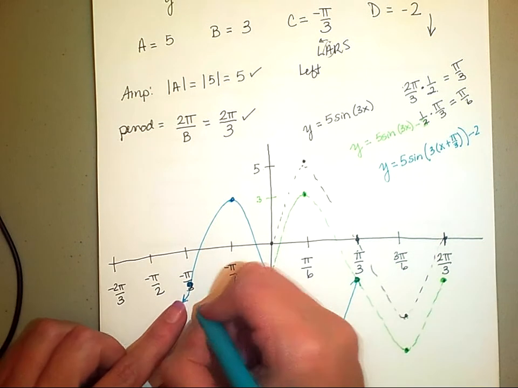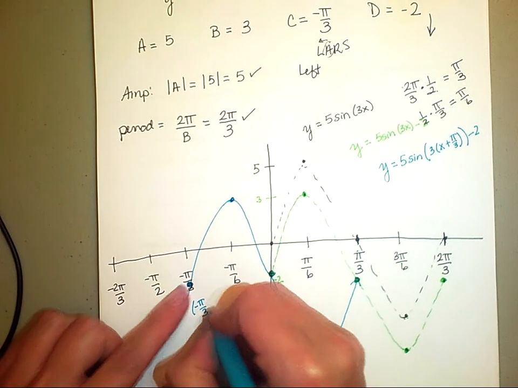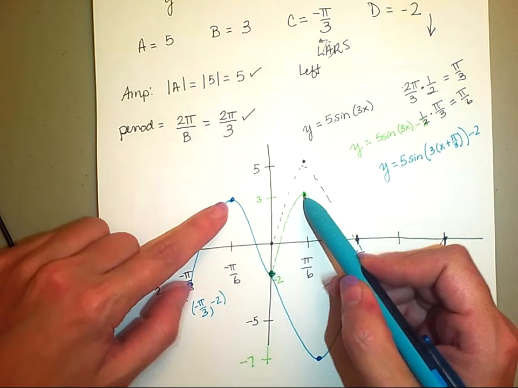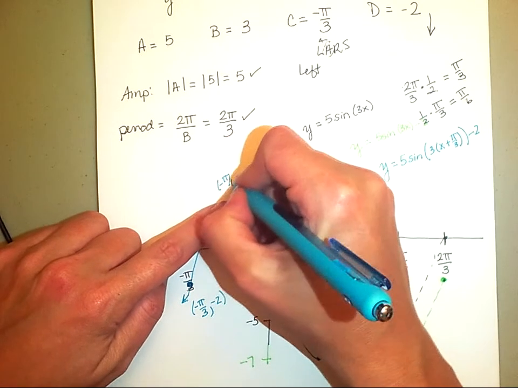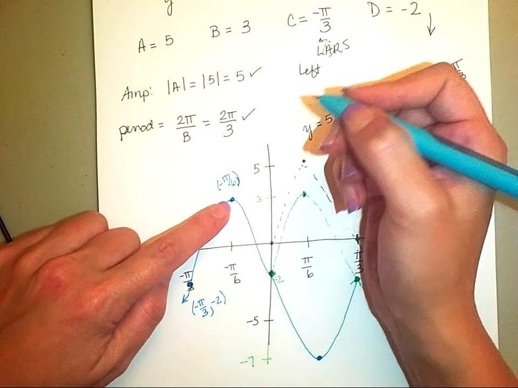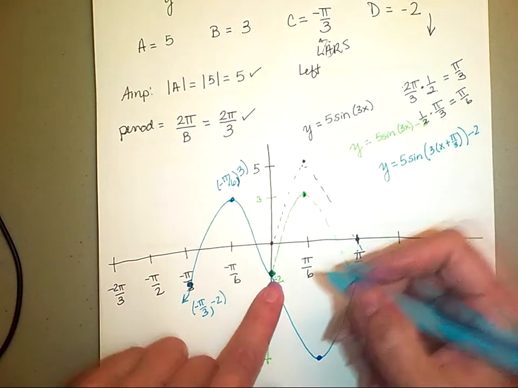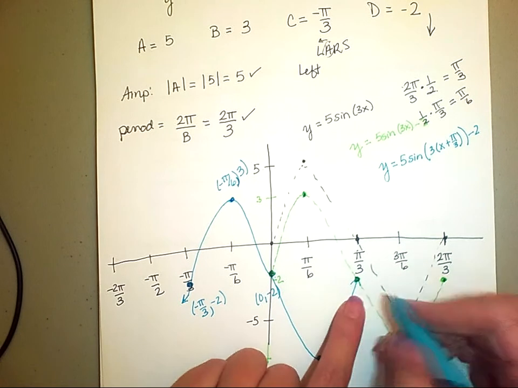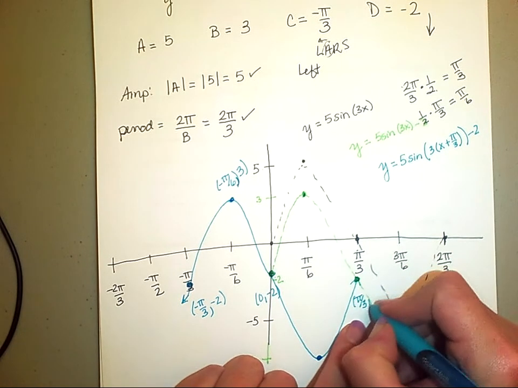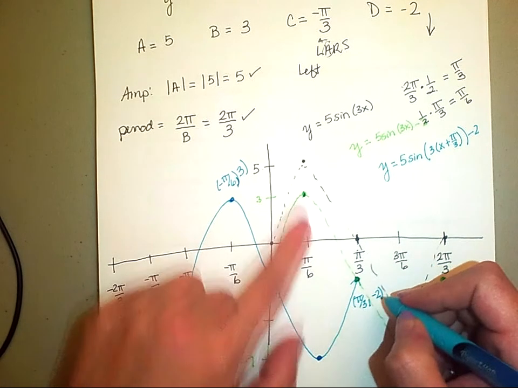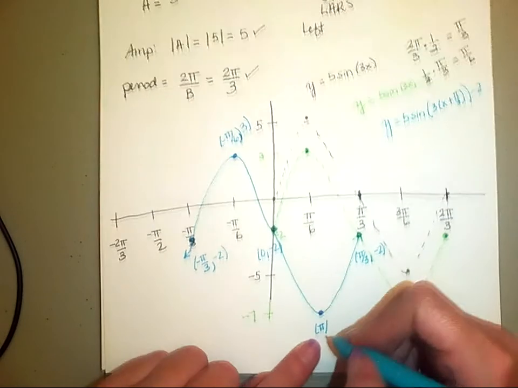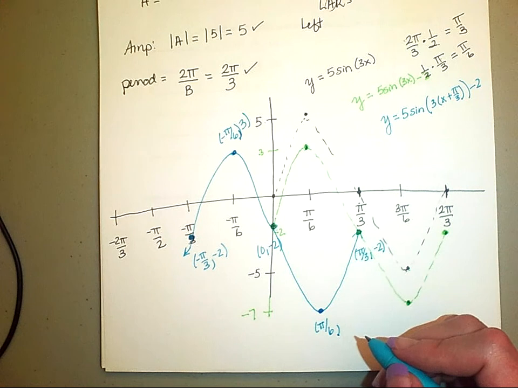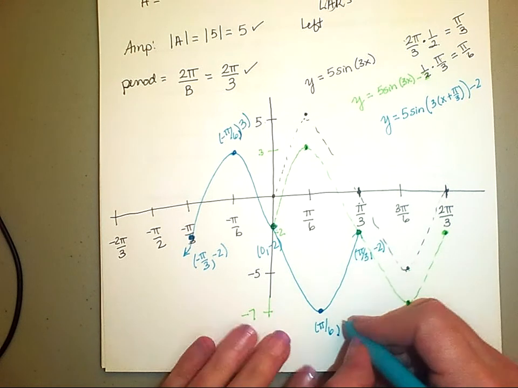Let's label these points to be clear. So this is negative pi over 3 at negative 2. This is negative pi over 6, comma 3. This is 0, comma negative 2. It's got to end up there too, so this is pi over 3, comma negative 2. And this one's pi over 6, comma, how much? Negative 7.